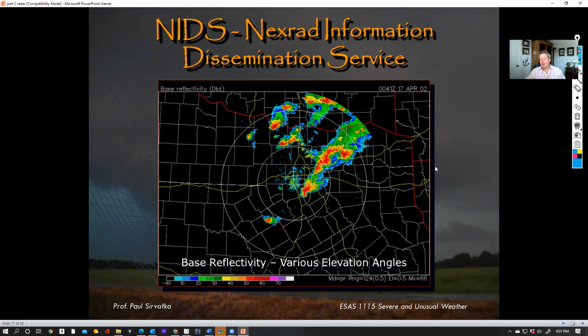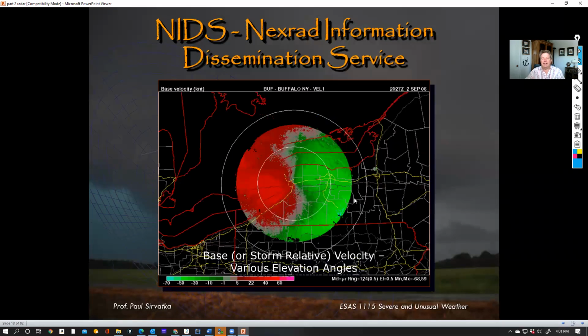Anyway, so that's base reflectivity. Then I've got base velocity. When I say base velocity, what I'm really saying is ground relative. That's a NIDS product. But I also get storm relative velocity. So that's a second NIDS product. We'll eventually explain that, hopefully a little bit better. So that's telling you how fast the winds are moving.